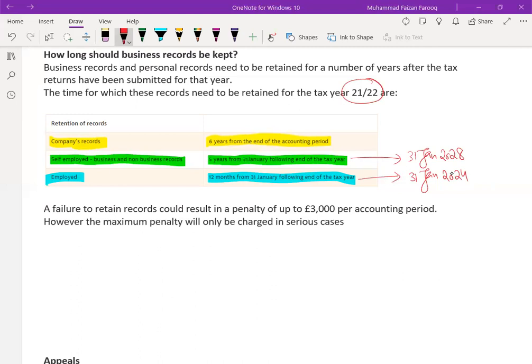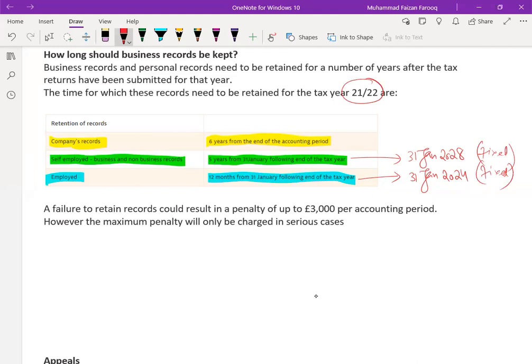Companies, we don't have a fixed date. Why? Because it depends on the year end. After the year end, the same date, same month, 6 years. For individuals, the date is fixed, but for the companies we cannot fix a date because a company has choices. They can end their year end on December, January, February, April, March, June, anything.